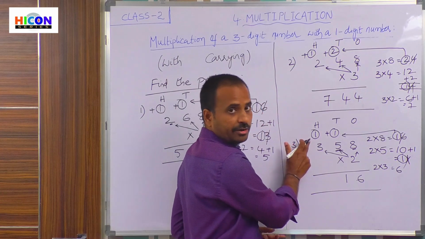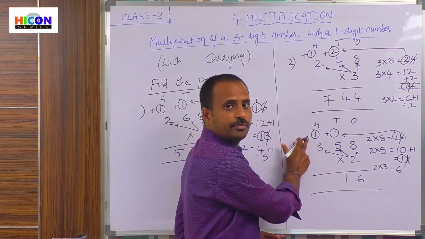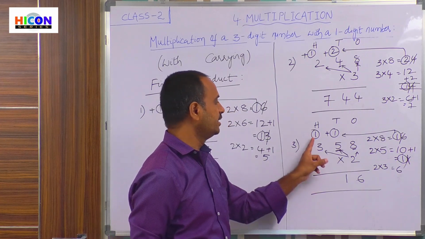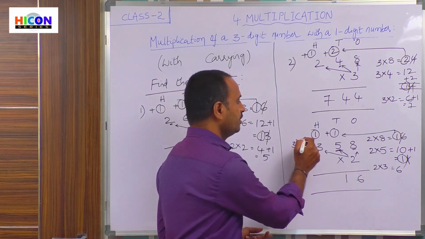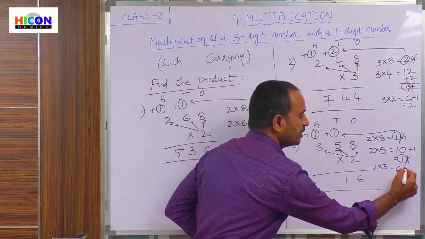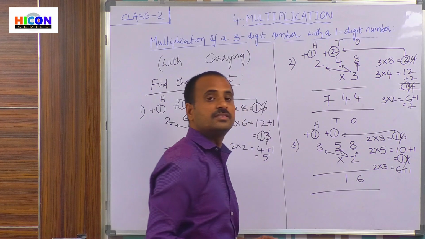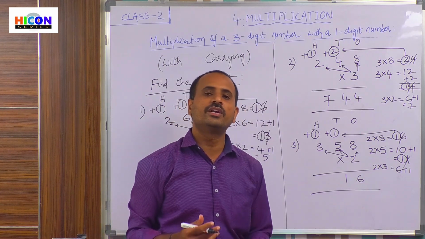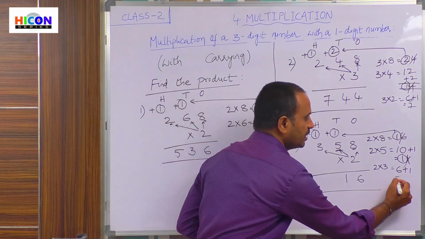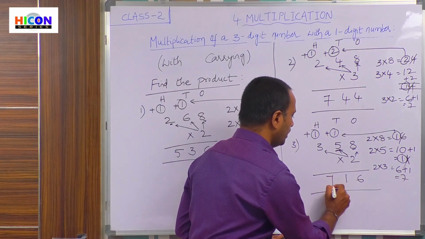And there is a carried number also. So if there is a carried number, what we have to do? We have to add that carried number to the product. So here, 1 is the carried number. Add this 1 to the product. So add 1 to 6. That is 6 plus 1. How much you will get if you add 1 to 6? 6 after 7. So write 7 under hundreds place.